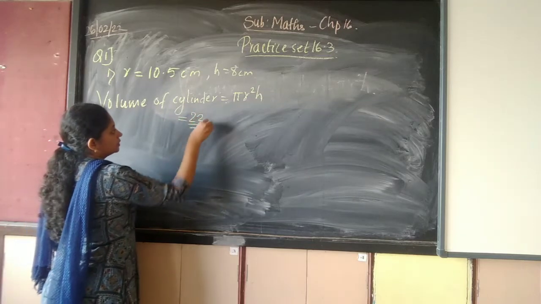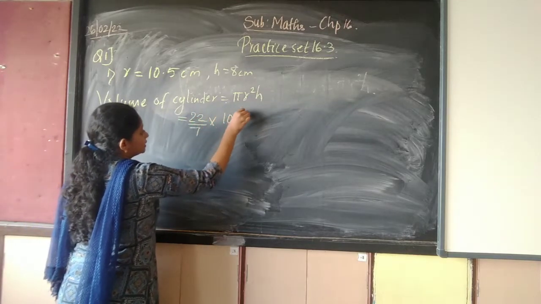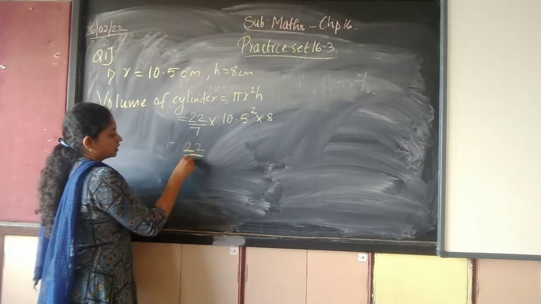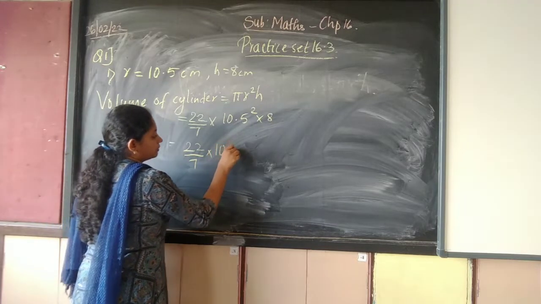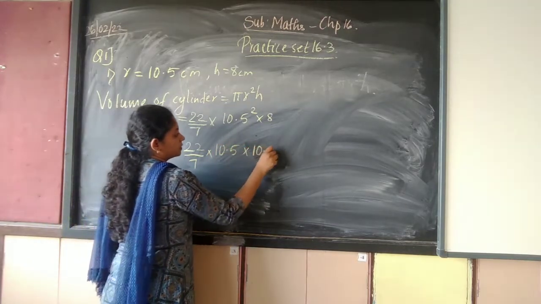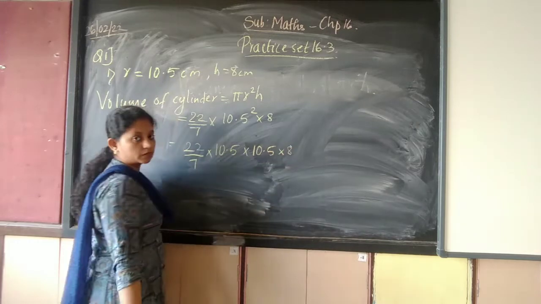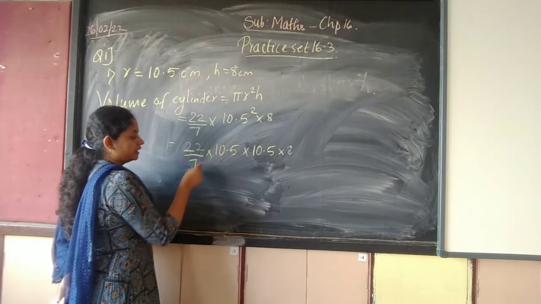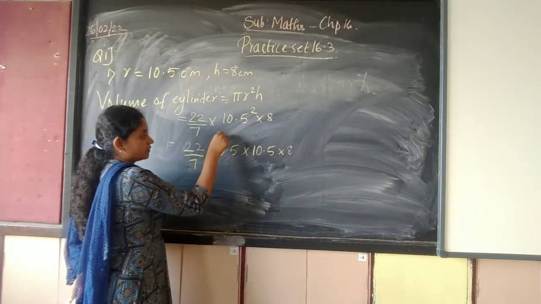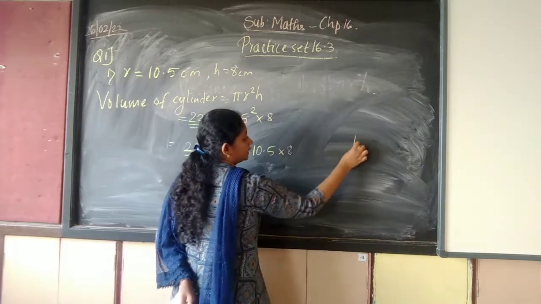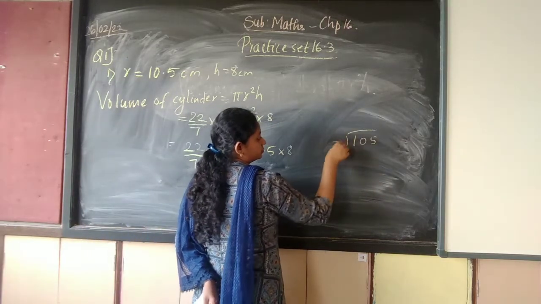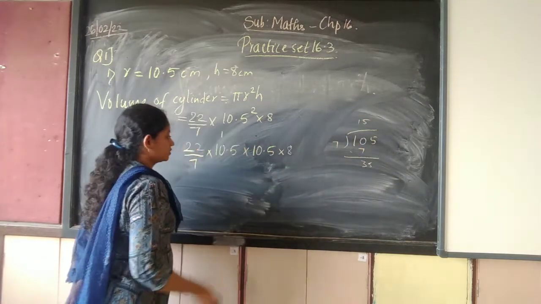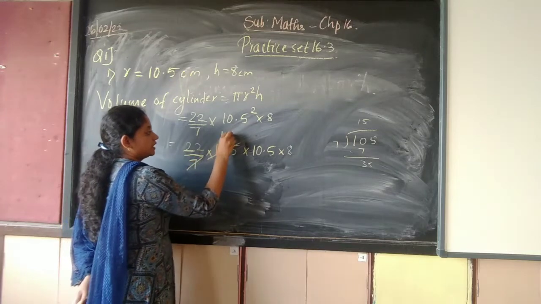22 upon 7 into 10.5 square into 8. That is 22 upon 7 into 10.5 into 10.5 into 8. Okay. Now 10.5, consider it as 105 divided by 7. 7 ones are 7, remainder 3. So if you don't know directly, try like this. 3, 5, 7, 5s are 35. So we can cancel this and 7 we get 15.